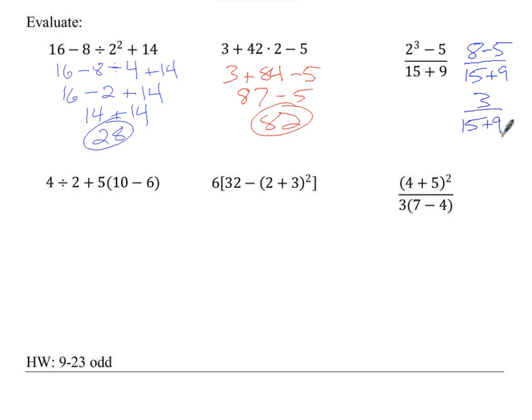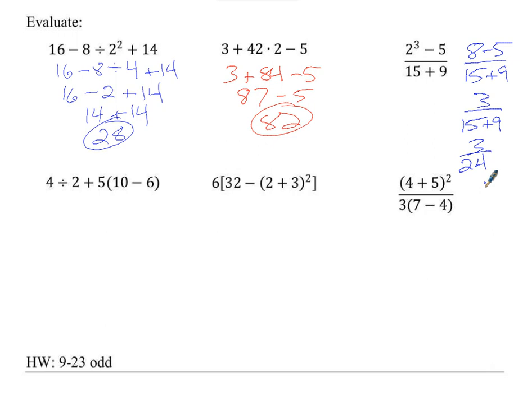Is there anything left to do in that top group? No. Go to the bottom group now. Is there anything left to do there? Yeah, we have 15 plus 9. What's 15 plus 9? 24. So I have 3 divided by 24. Is there anything left to do in that bottom group? No. Is there anything left to do on this problem? Yes. What do we have to do? We're dividing. 3 divided by 24.